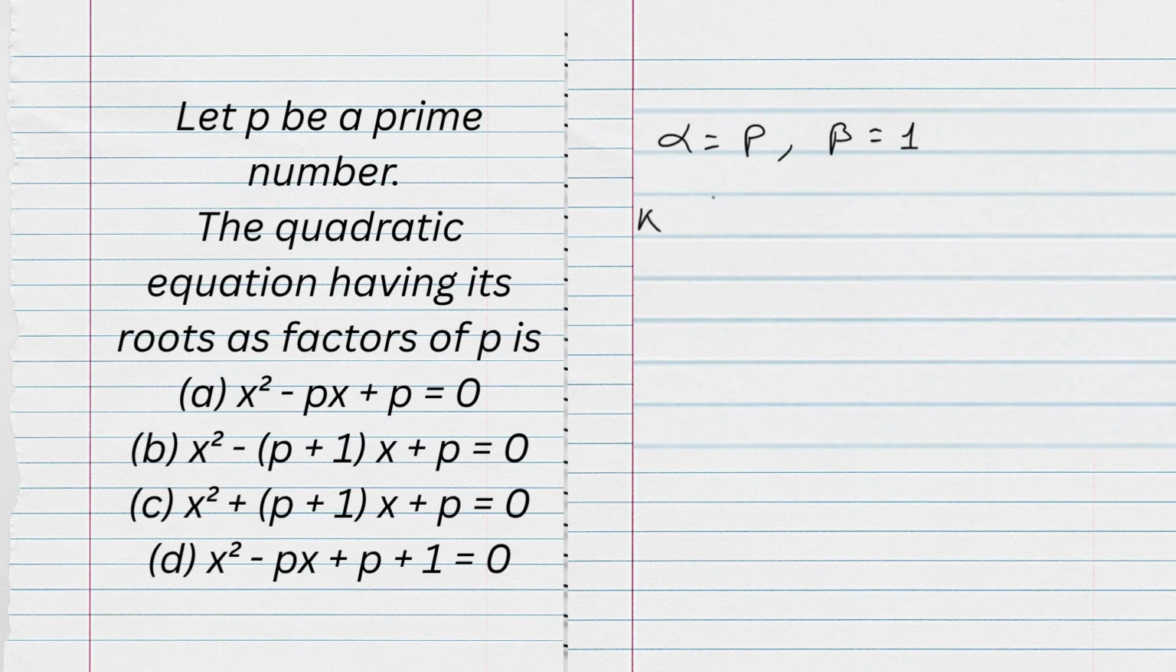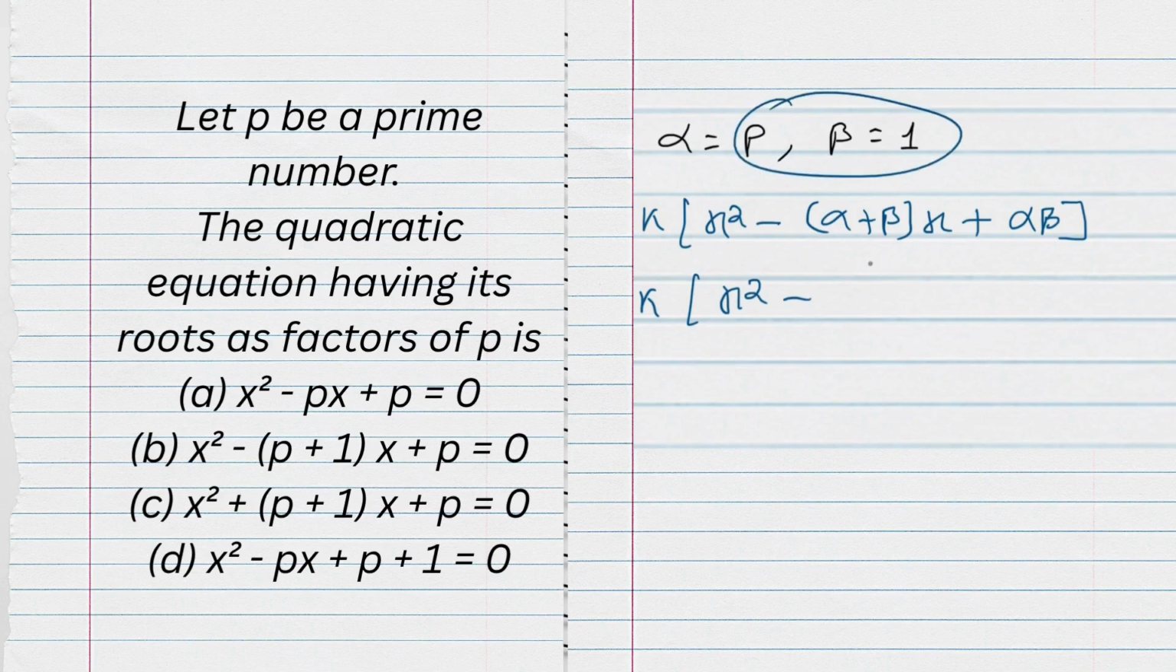Now, what we know is that for a quadratic polynomial, we have a general equation that is k times x square minus sum of the zeros, that is alpha plus beta here, times x plus the product of the zeros. So this is x square, and what are the zeros here? p and 1. So we can replace this as p plus 1 times x, and the product of the zeros is the product of these two, that is 1 multiplied by p as p only.